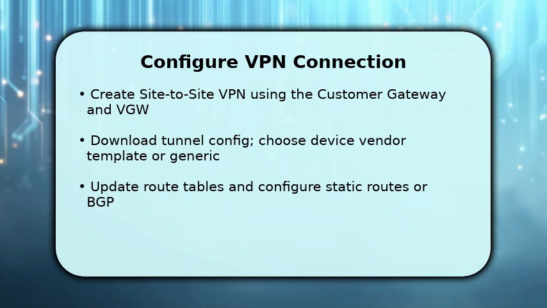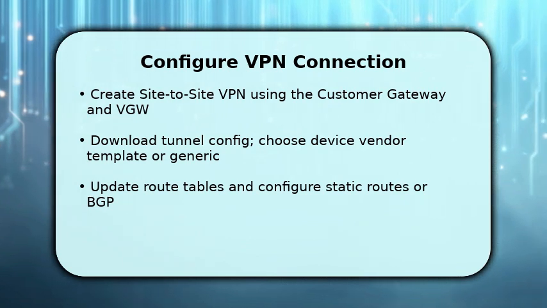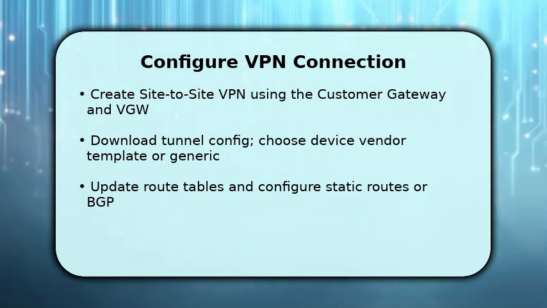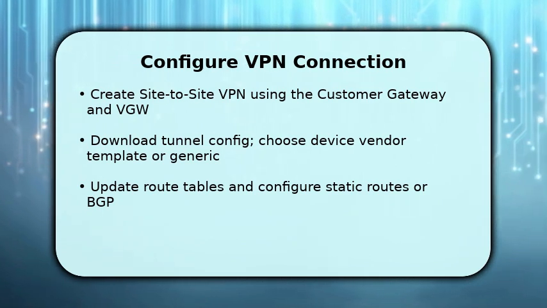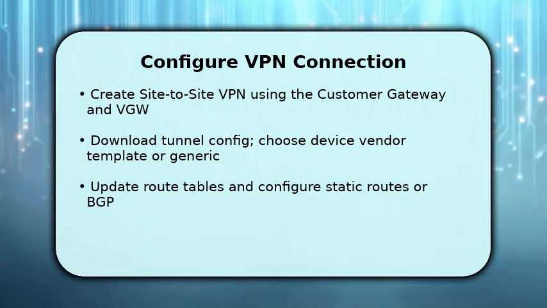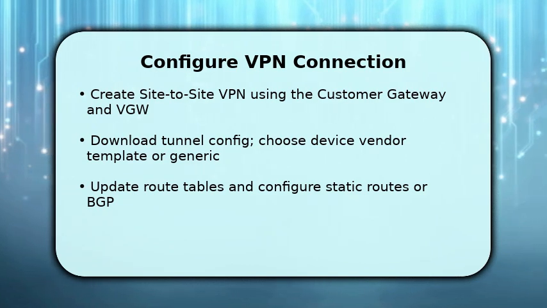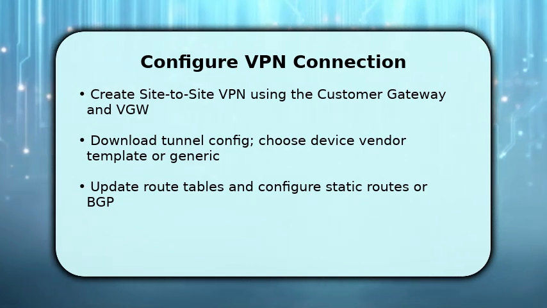Configure both tunnels on your on-prem router, apply pre-shared keys, and update the VPC route tables to direct remote subnets to the VGW. Make sure tunnel IPs and ASNs match exactly.